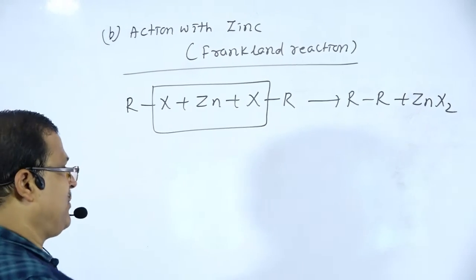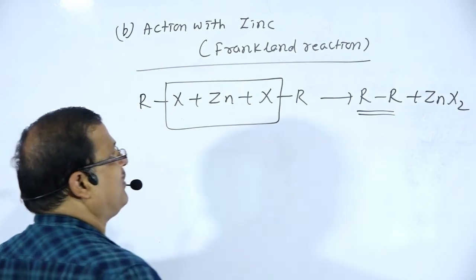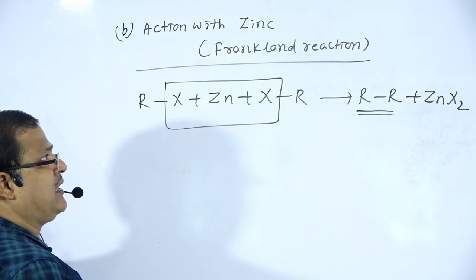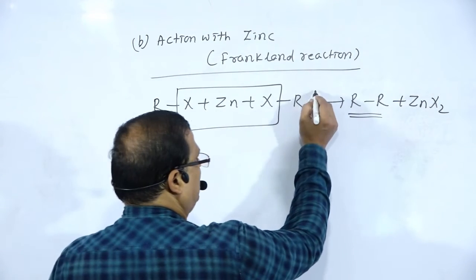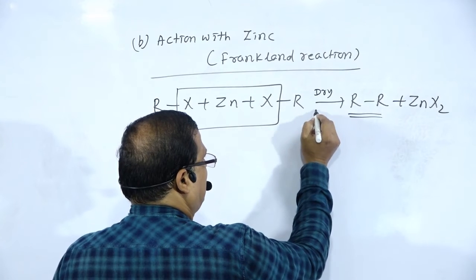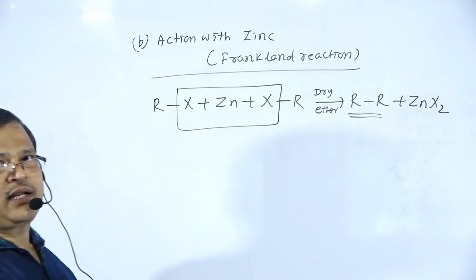So that is the formation of an alkane. In this case also, an alkane is formed having double the number of carbon atoms. This is the Franklin reaction, and it also takes place in the presence of dry ether.